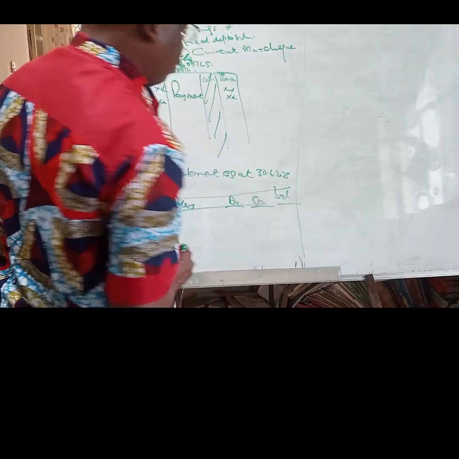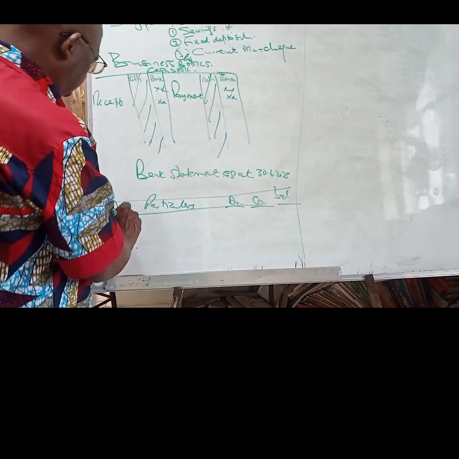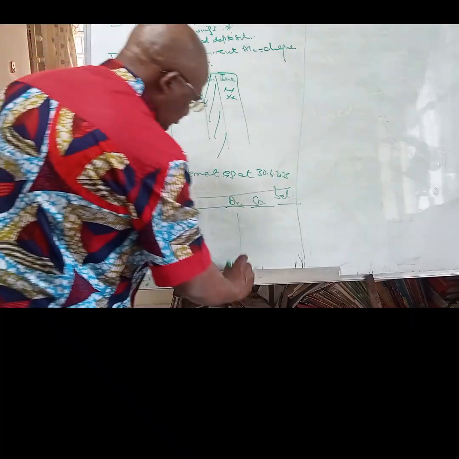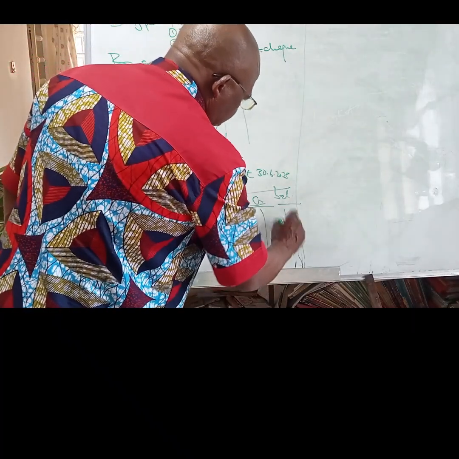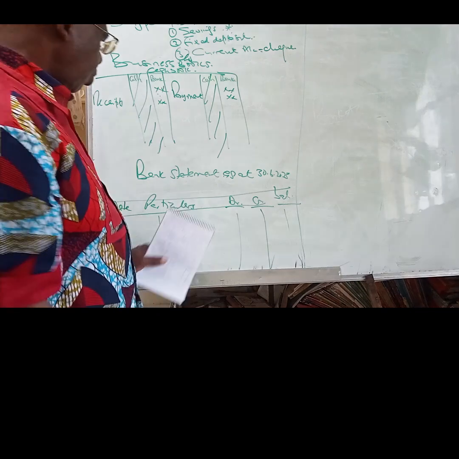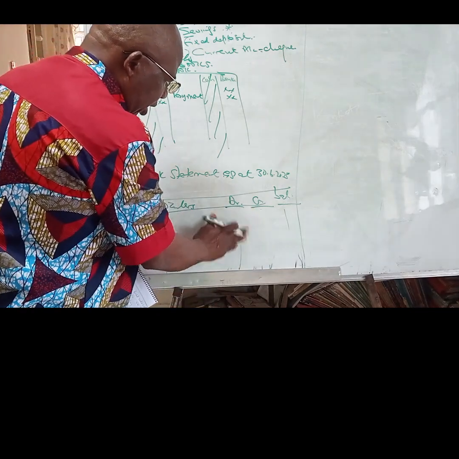So that's the format of the bank statement. The bank statement has a column giving us the date, the particulars, the debit, the credit, and the balance. Now, please mark this.